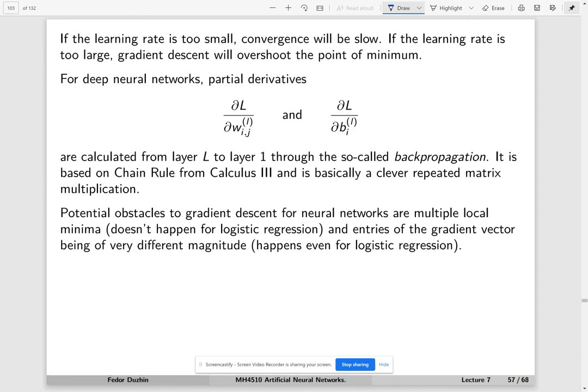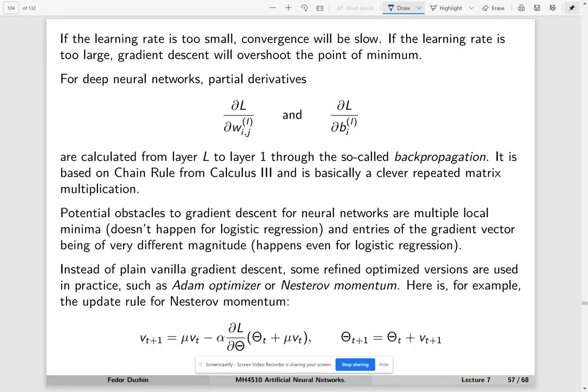Okay, so potential obstacles include multiple local minima, or the fact that entries of the gradient vector can be of very different magnitude, right? So I don't know, some of these could be something like 2000, and this could be something like 0.1. And this could be a problem for gradient descent, right? So it means that in order to ensure convergence, we would have to decrease the learning rate, but then convergence is going to be slow. Which is why in practice, instead of this plain vanilla gradient descent, they use some refined optimized version.